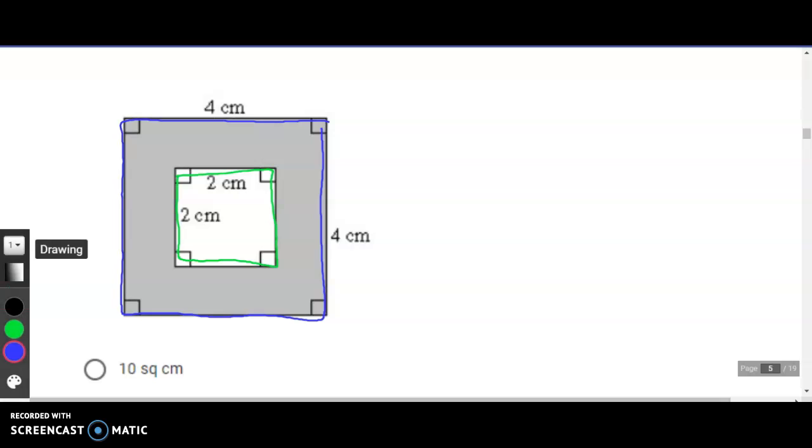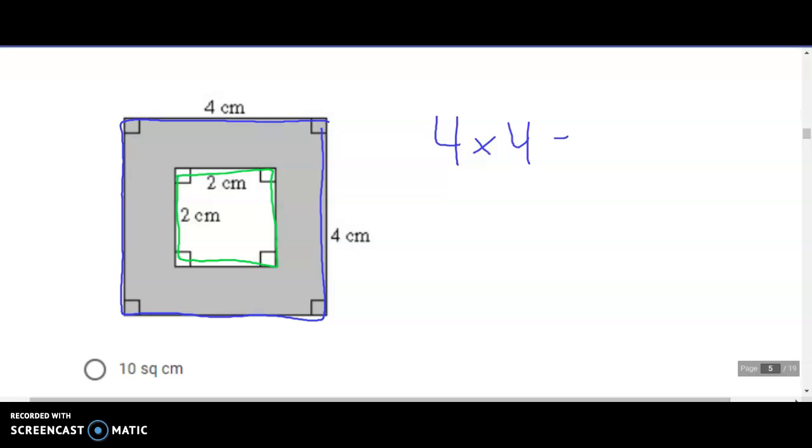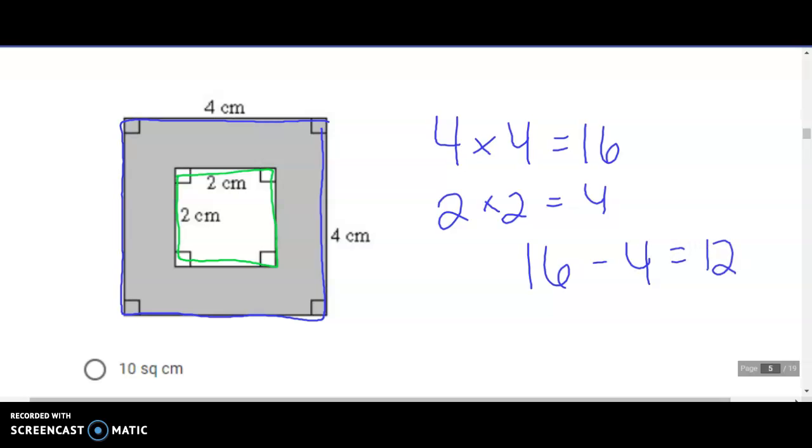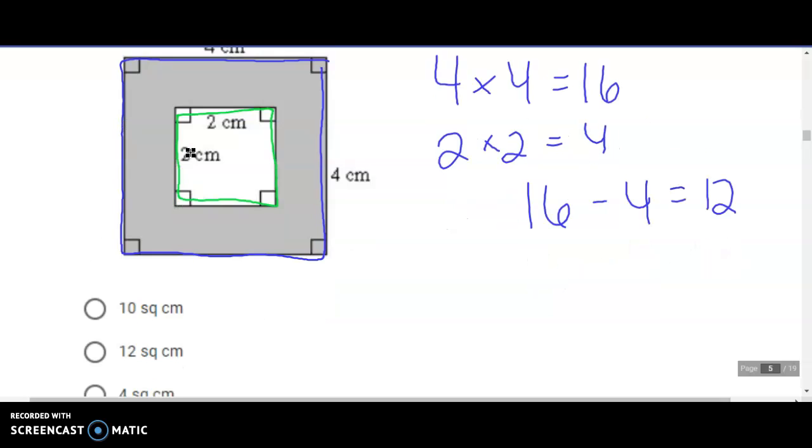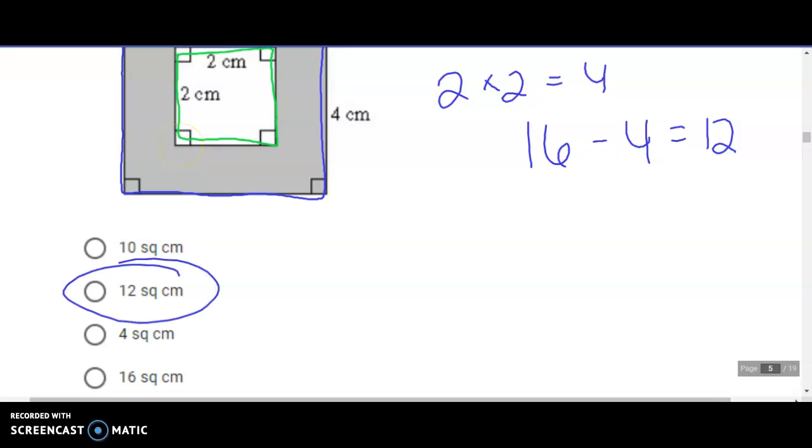first find the area of the larger square, which is 4 times 4, which is 16. Then the area of the smaller square is 2 by 2, which is 4. And when I do 16 minus 4, I get 12. So that means that this shaded part must be 12 centimeters squared, or 12 square centimeters.